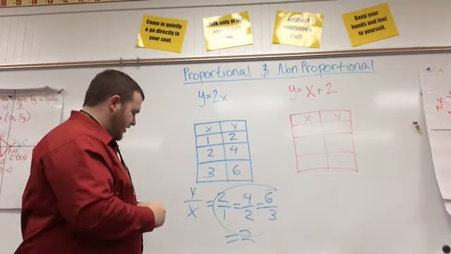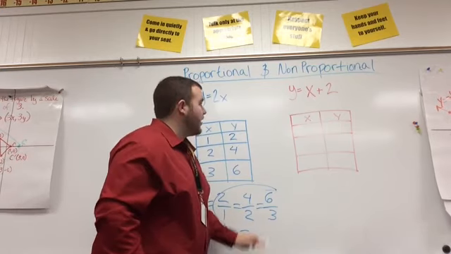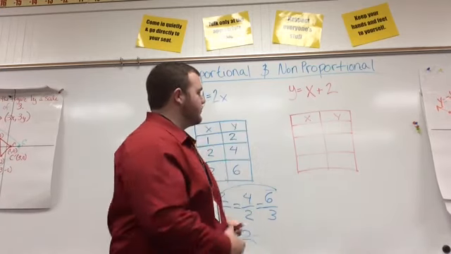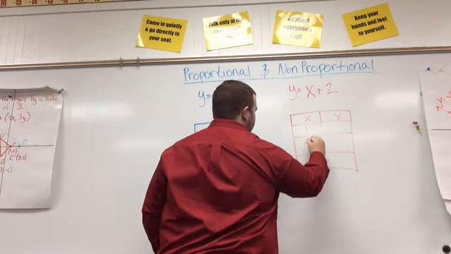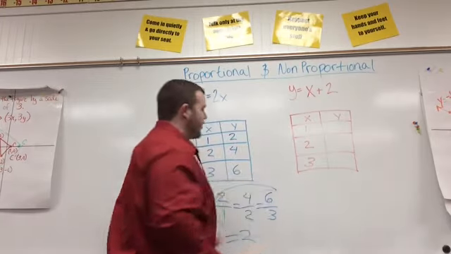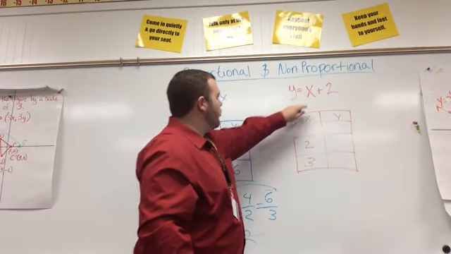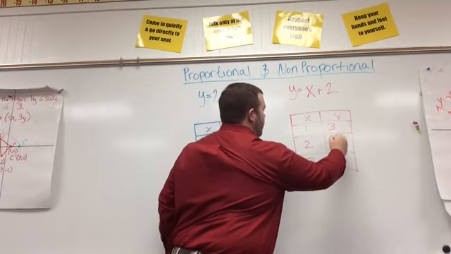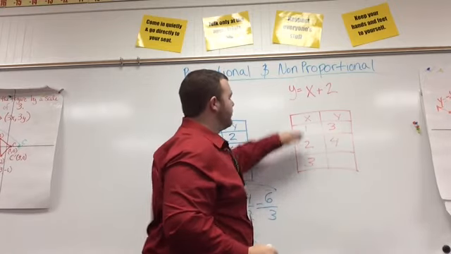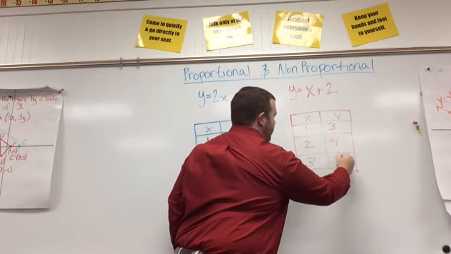And now let's look at the second one. We have y equals x plus 2. Again, let's make it easy. We'll do when x equals 1, 2, and 3. Then we'll plug them in. 1 plus 2, we get 3. 2 plus 2, we get 4. 3 plus 2, we get 5.